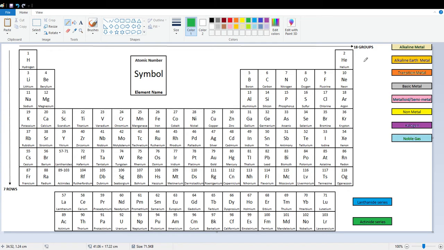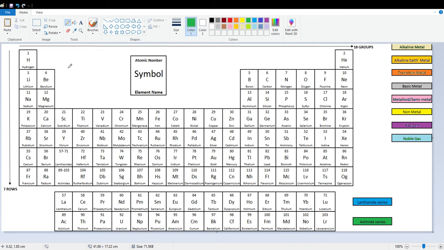Now notice that I have placed 8 color-coded element classifications at the right side of this spreadsheet. Well, that's because the periodic table consists of elements from alkaline metal, alkaline earth metal, transition metal, basic metal, metalloid, non-metal, halogen, and noble gases. Before classifying each element, please take note that each element in this periodic table is given an atomic number, denoted with its symbol in the center, and the element name below the symbol.